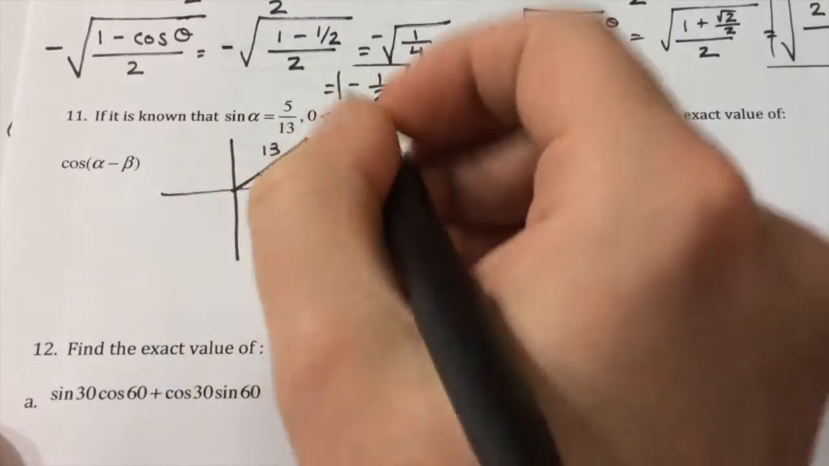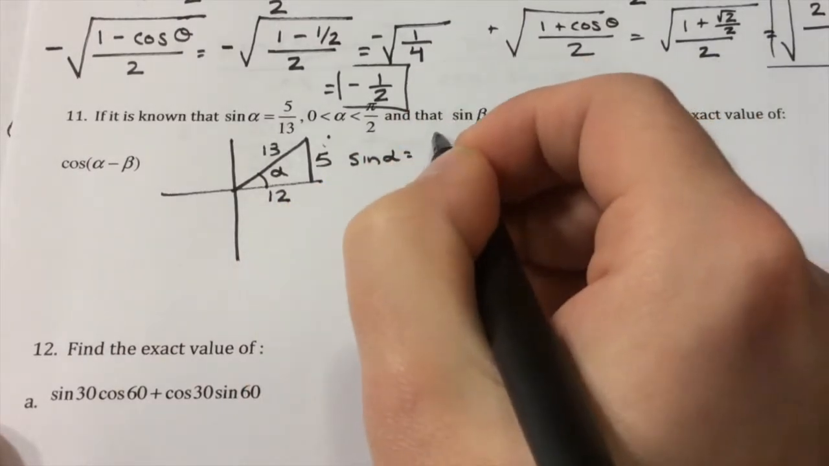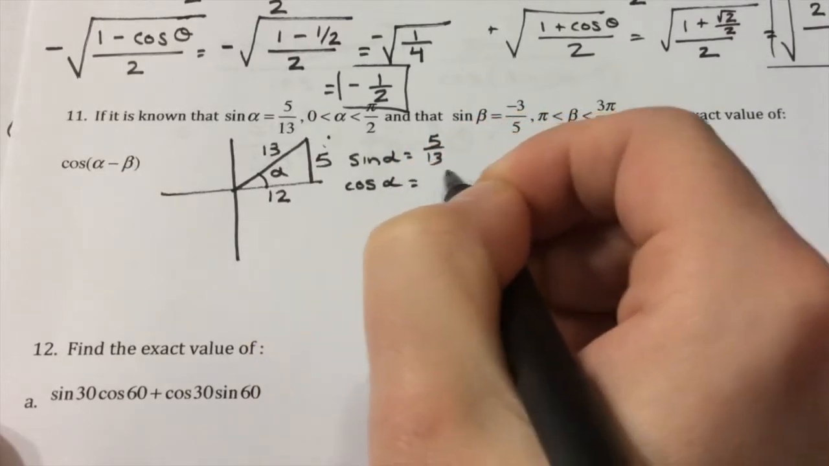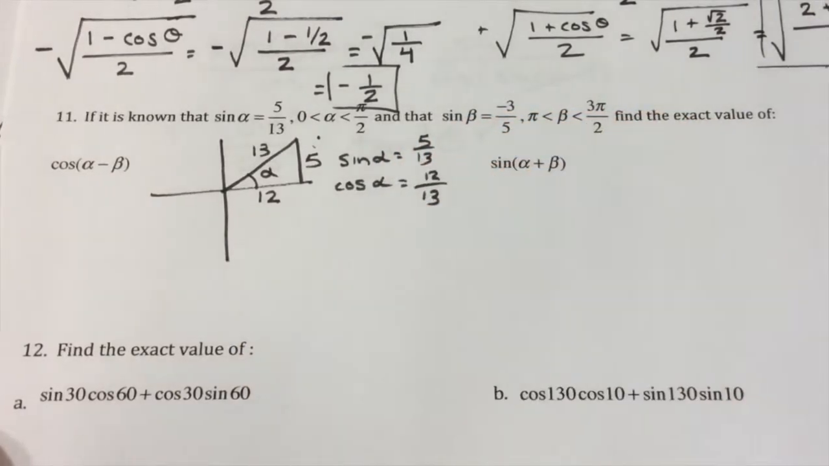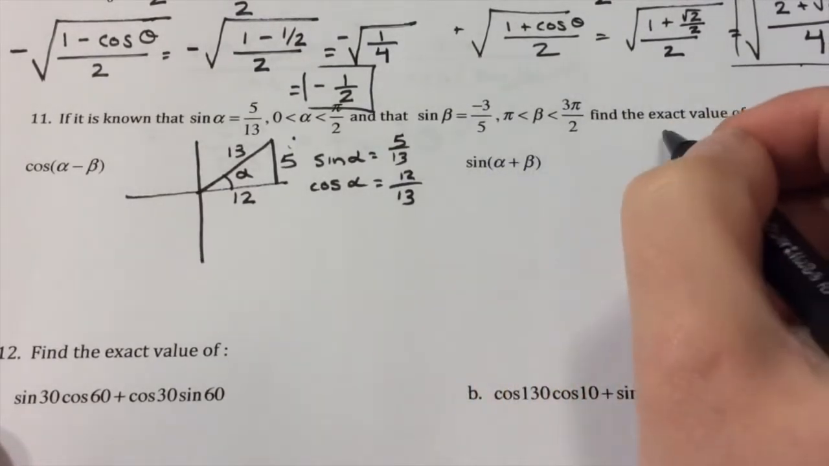So what's our sine of alpha? That is 5 over 13. We're given that. What's the cosine of alpha? 12 over 13. Next up, between pi and 3 pi over 2.